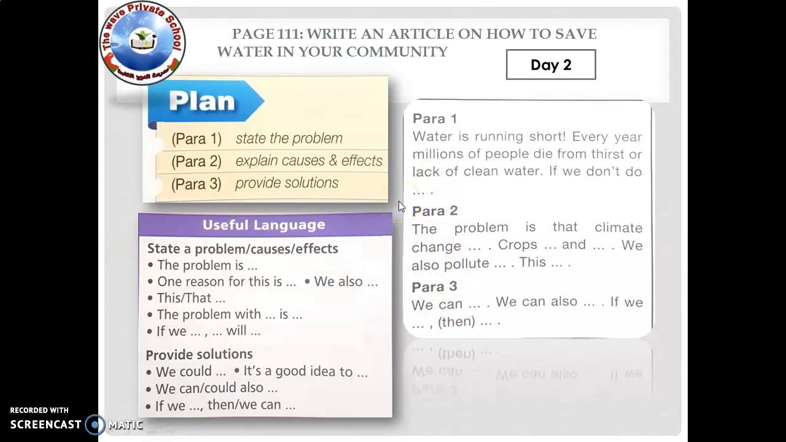So you are going to do this in your notebook. You are going to write an article on how to save water in your community. It is from 50 to 100 words.